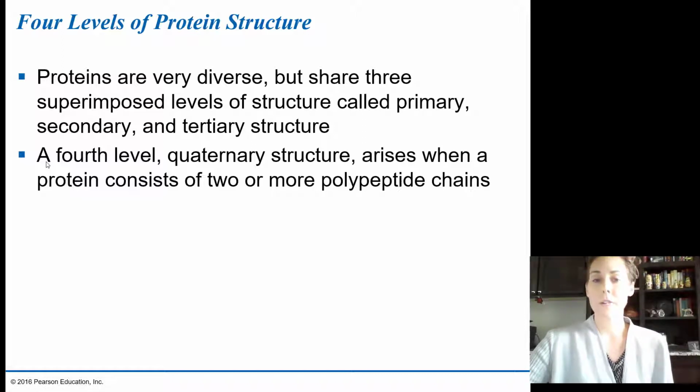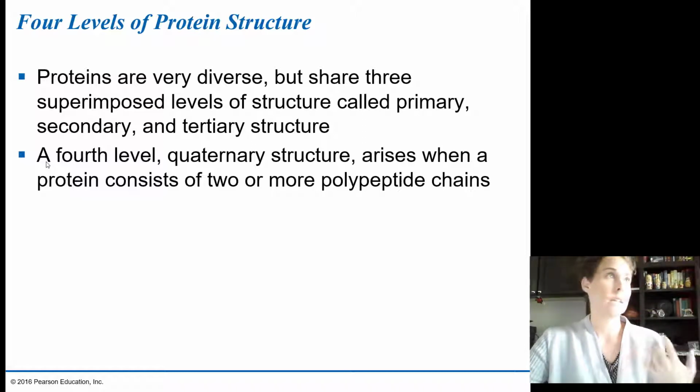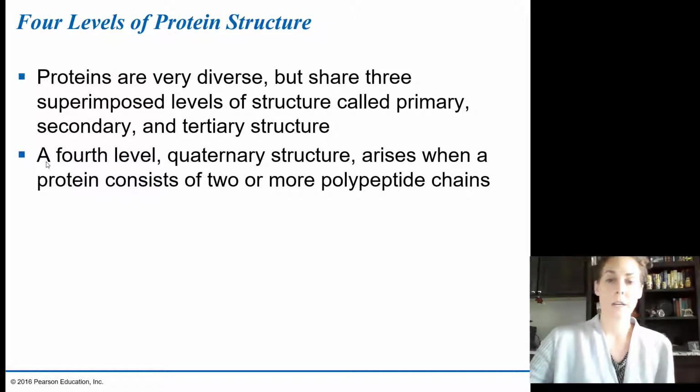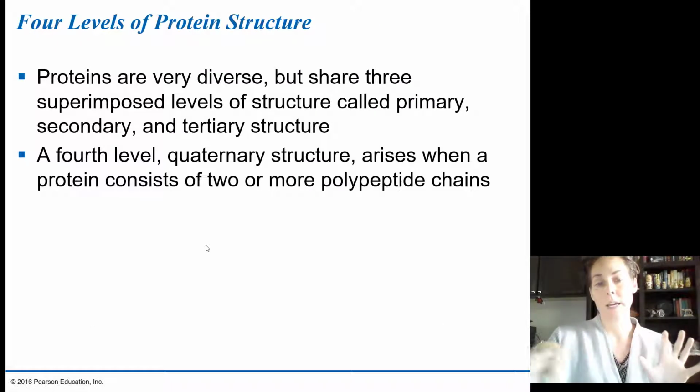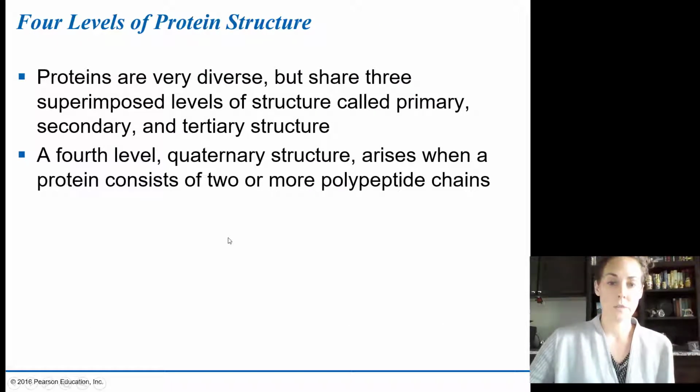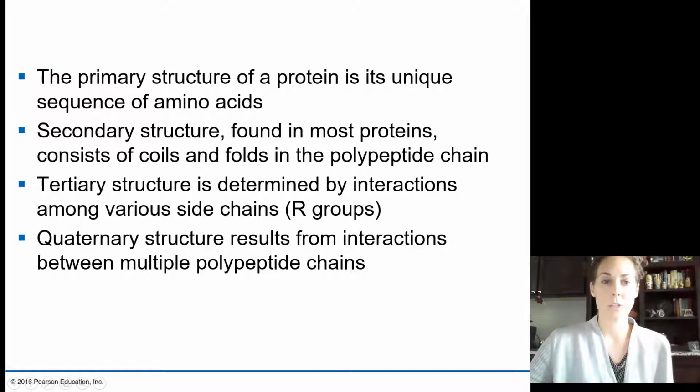All proteins are very diverse. There's lots of different types of proteins within the body and within the cell. You learned about transportation proteins and structural proteins and enzymes, etc. But all proteins share 3 levels of structure: primary, secondary, and tertiary. And then the 4th level is the quaternary structure. So primary was the image of all the amino acids. Secondary, well, let's move on and look at it. You'll see some good pictures of it.